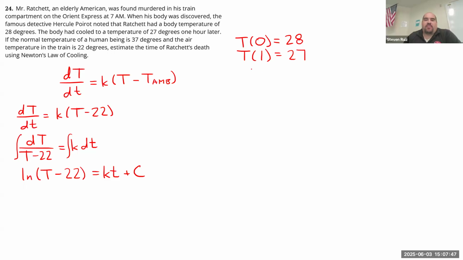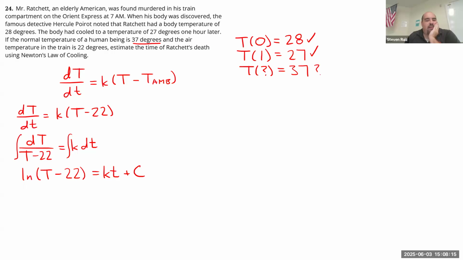And what do we want to find out? We're going to solve for a time. So the temperature at some time is equal to what? When he was alive, his temperature would have been 37 degrees. So that's the game. We know this information, we know this information, we want this. So let's go ahead and keep solving.